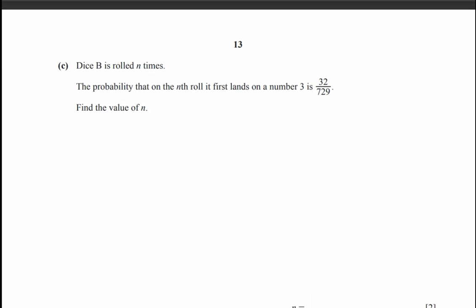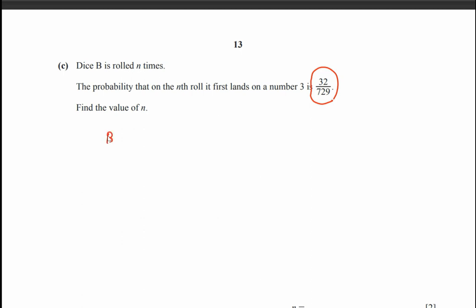Now dice B is rolled n times. The probability that on the nth roll it first lands on number 3 is 32 over 729. So find the value of n. That means I rolled and rolled a lot of times and it wasn't getting number 3, but at the end, I got number 3 on the face. So first I want to find this n.